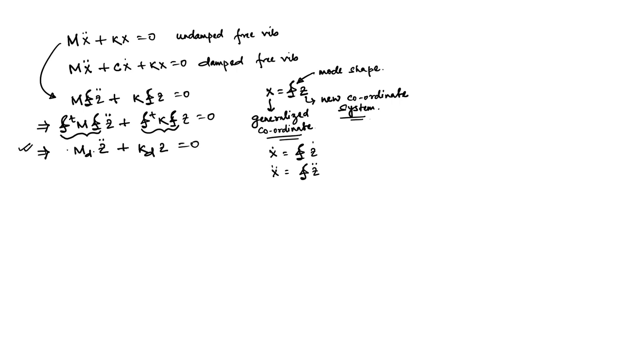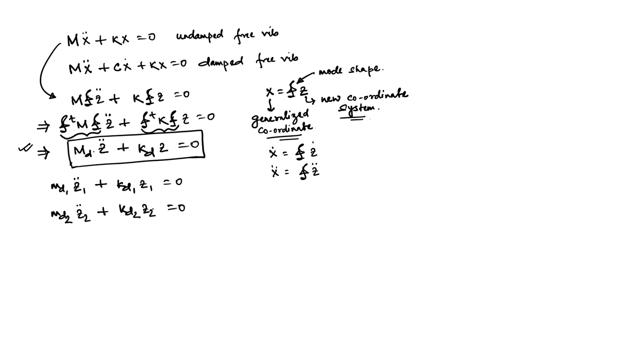Note that this new equation, in the new coordinate system Z, is actually decoupled, because MD and KD are diagonal matrices. So, we can write down all the equations. If I have, say, 2 degrees of freedom, we will get MD1 Z1 double dot plus KD1 Z1 is equal to 0, and then MD2 Z2 double dot plus KD2 Z2 is equal to 0. Now, you see there are two independent equations in the Z coordinate, and Z is called the modal coordinate. So, this new coordinate system we call the modal coordinate system.